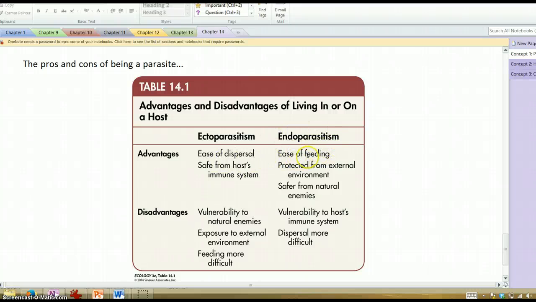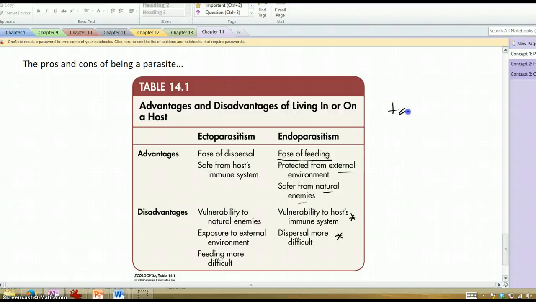Endoparasites, internal parasites. The advantage is that once you're inside, it's fairly easy. You're surrounded by food, you might say. You don't have to deal with the external environment and the enemies that might be out there. However, you do have to deal with the immune system of the host, and you have to find a way to get your progeny out or to spread others of your kind from that host.